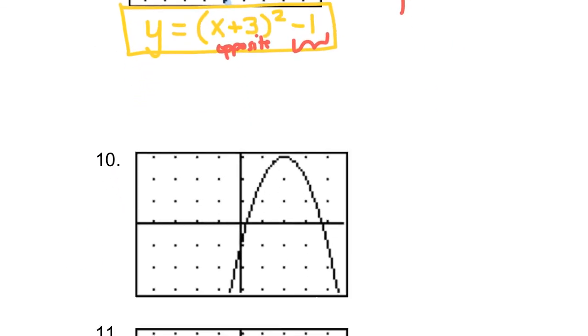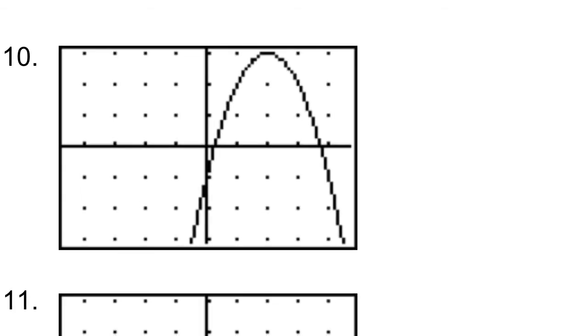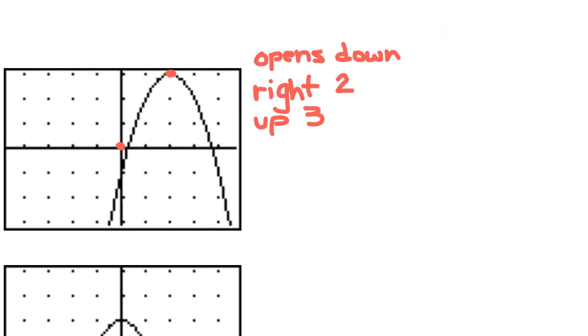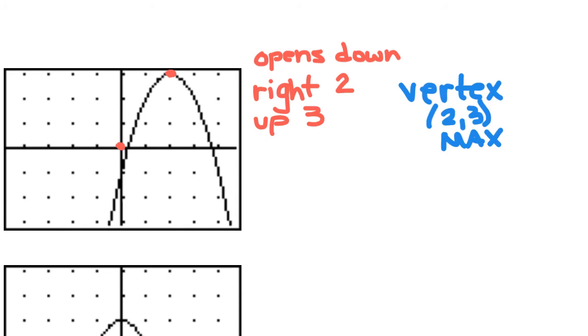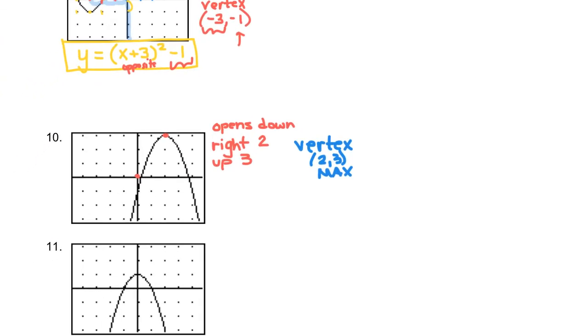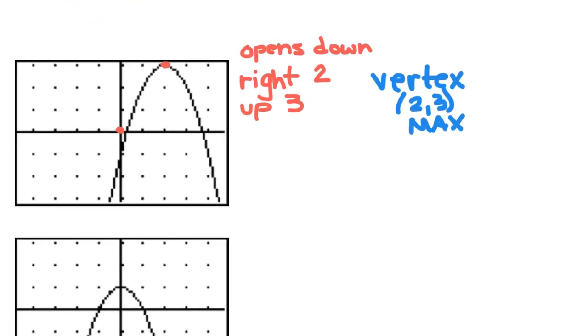Now let's take our notice to number 10. How many transformations do you see? Please pause the video here and list them. Now it may also help you to notice that the vertex is 2, 3. That may help you in writing your equation.